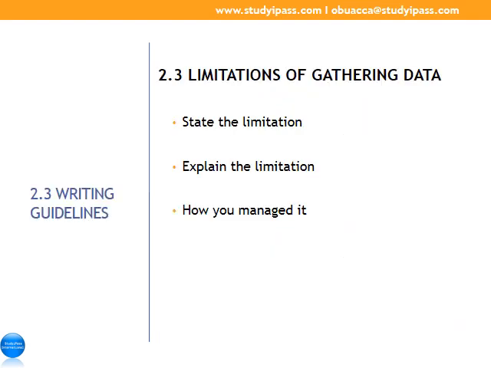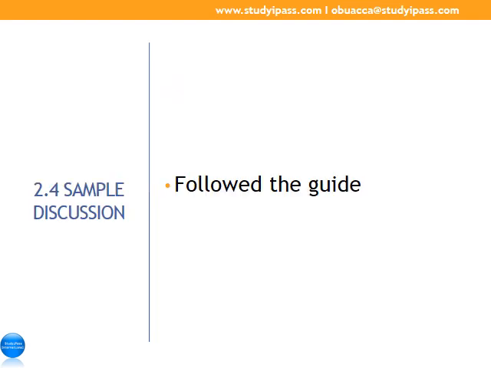Now that you know what to write under 2.3, let us look at how to write 2.3. You do that by stating the title, 2.3 limitation of gathering data, then you state the limitation, you explain the limitation, and then how you manage the limitation. It's very important. Let us discuss the research report part 2, 2.3 sample attached to this tutorial. From the 2.3 sample, you realize that the mentee followed the guidelines I provided. And I'll tell you again, it is important to follow the guidelines to meet the objective of research report part 2, 2.3, because when you do so, you will pass 2.3.